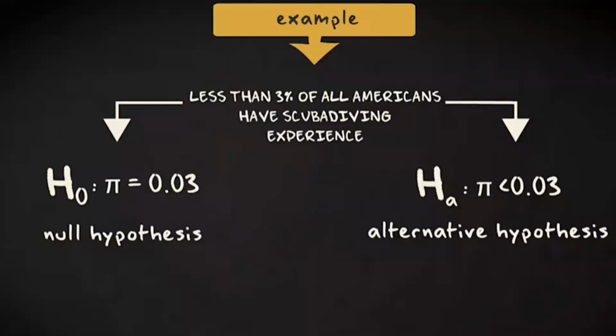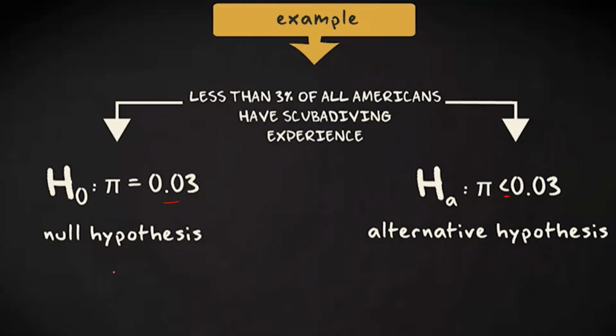A further example you can take is, let's say, less than 3% of all Americans have scuba diving experience. So we know that less than 3% of all Americans have scuba diving experience. What would be your null hypothesis? Your null is that 3% of the population has scuba diving experience, and the alternative is that less than 3% of the population has scuba diving experience.